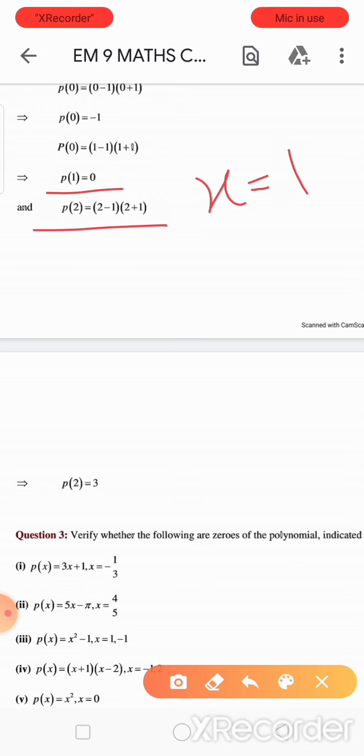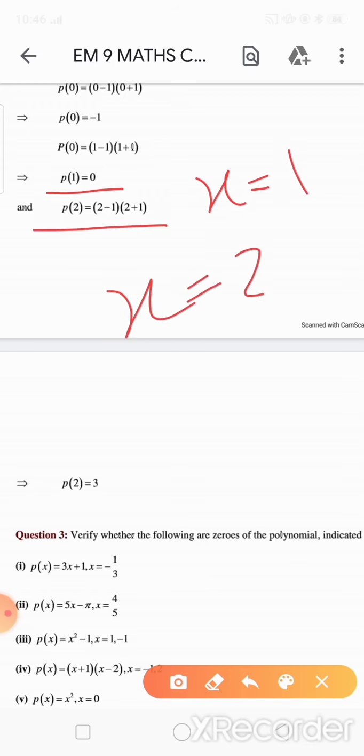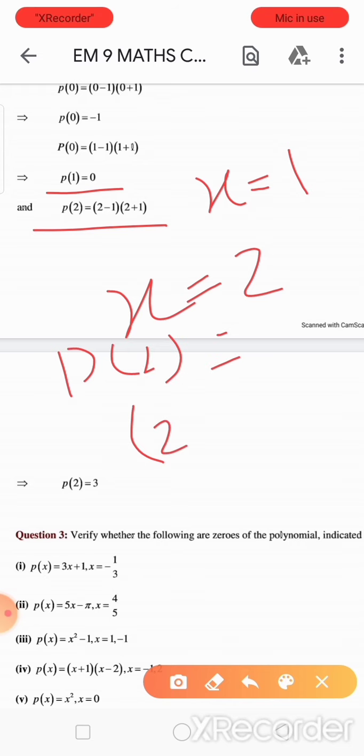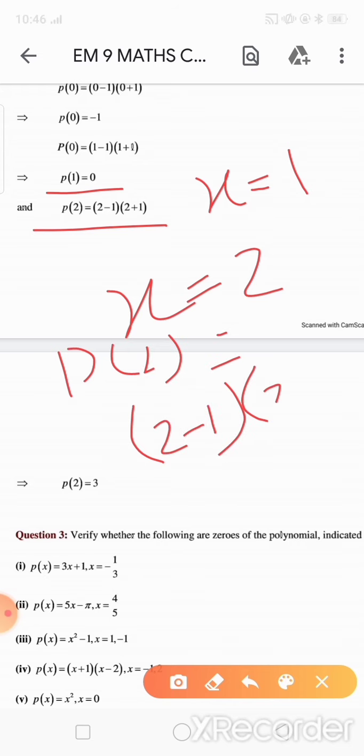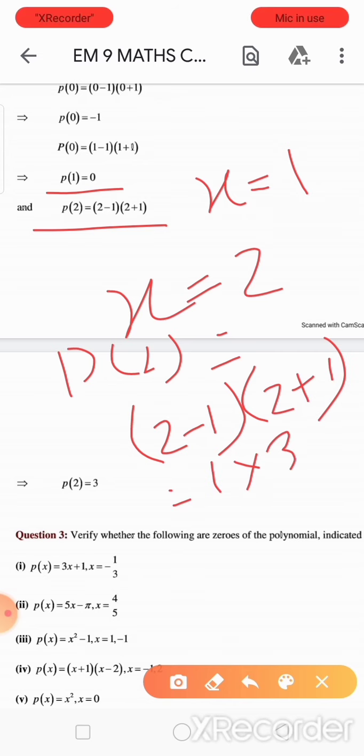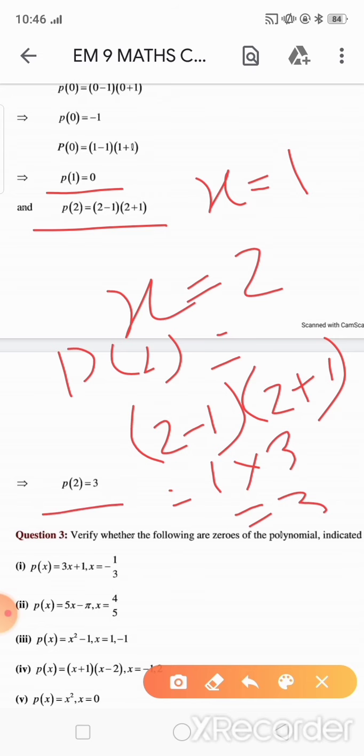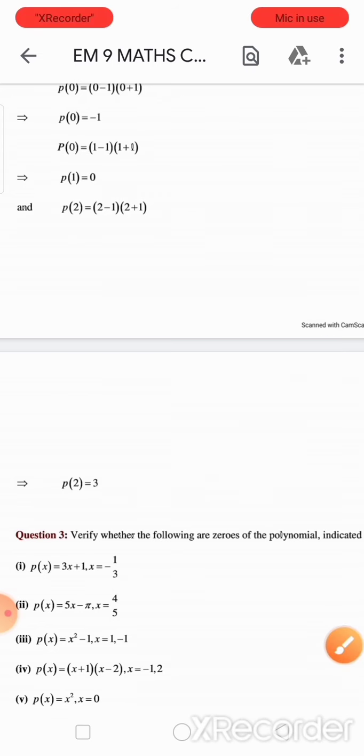Next, for the polynomial at x equal to 2, p of 2 is equal to, substituting the x value 2, 2 minus 1 into 2 plus 1. It means 1 multiplied by 2 plus 1, which is 3. So for the value of x equal to 2, our polynomial p of 2 is equal to 3.